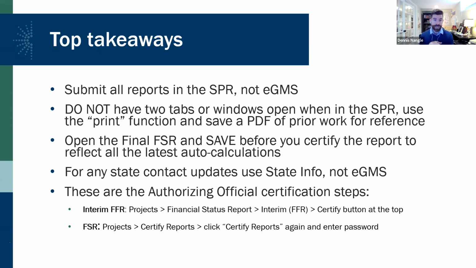So those are important. And then the final top takeaway for this section is a reminder of the authorizing official certification steps. As you are wrapping up the certification process and working with your authorizing official, who is often your state librarian, but not always, the steps for the interim FFR is going through projects, then a financial status report, and then choosing the interim FFR. And then there's a certify button at the top. That differs from when you're having your certifying official certify the financial status report and all the rest of the projects related to that. That's going into projects, certify projects, and then clicking the certify reports button again, and then you're asked to enter your password, and then those projects are certified. We will go through visually those steps later on in the webinar.